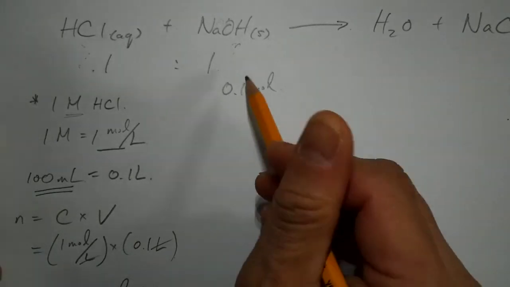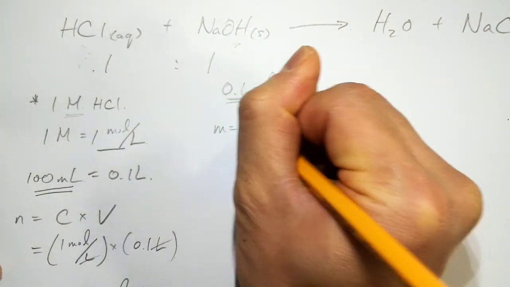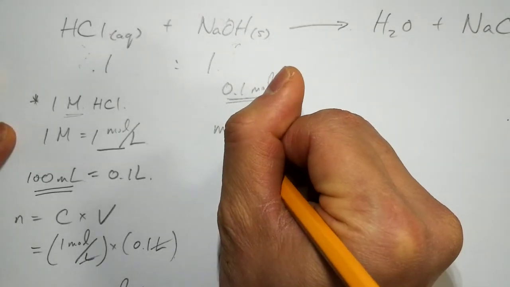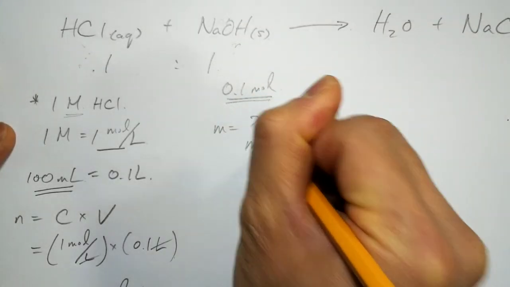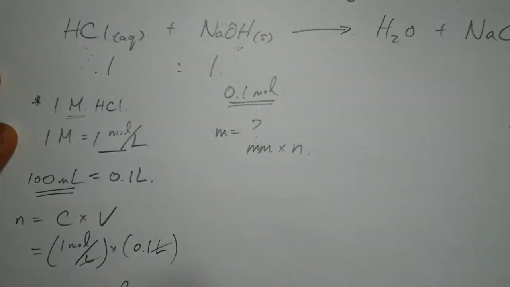So if you want to have 0.1 mole of NaOH, how do you find the mass of the NaOH that you need? How do you do that? Mass equals, you guys, it's a level 2, a level 3 question. Molar mass, MM, times number of moles, n.